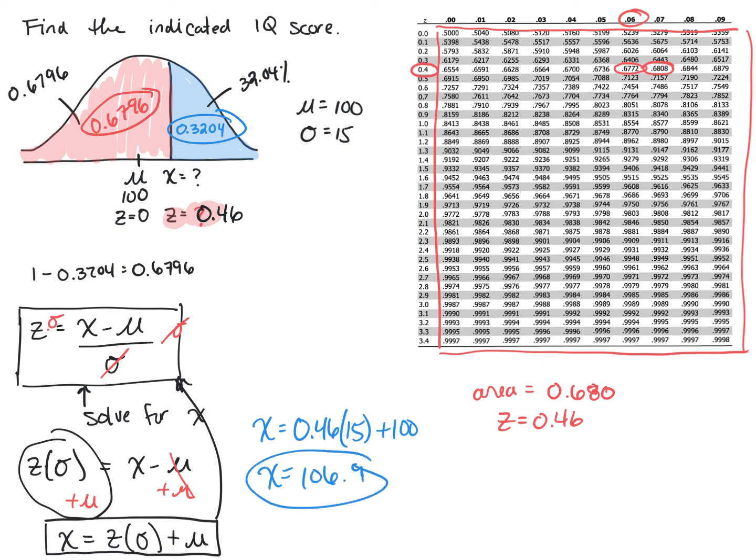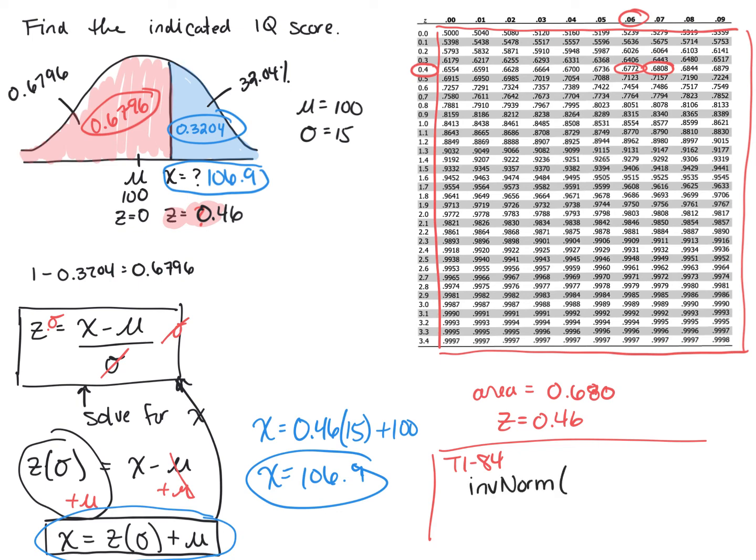So that is how you would use the table to calculate an unknown x value when you know the area. You can use the z-table to find the corresponding z-score and then use this formula to calculate that x value. Now I'm going to pause for a second and mention that if you are using your TI-84 graphing calculator, you're going to want to use the function called inverse norm. Inverse norm first asks you to type in the area to the left of the x value that you're trying to find.